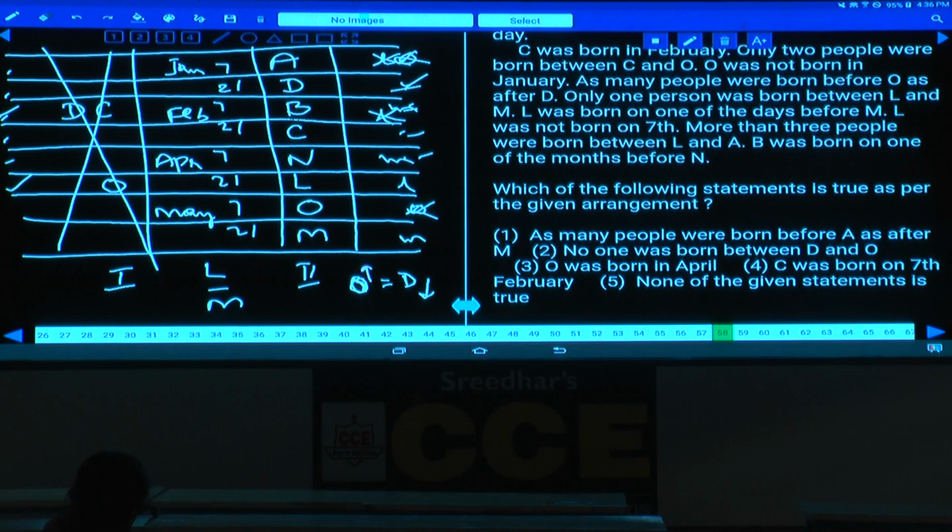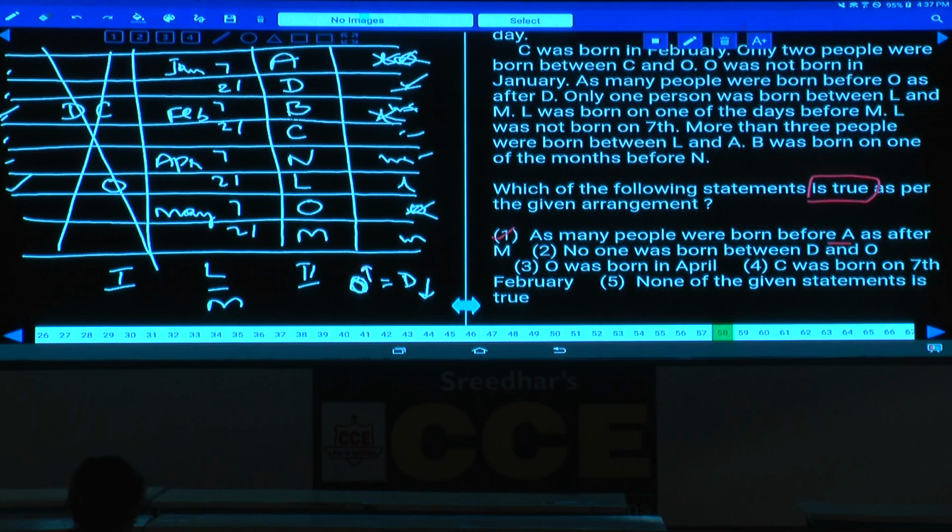Then question number 58. Which of the following statements is true as per the given arrangement? As many people were born before A as after M. Before A, how many? 0. After M, 0. Whether it is true or not? Definitely true. As many people before A is same as after M. There are 0 persons before A and 0 persons after M. So question number 58, choice 1 is the answer.